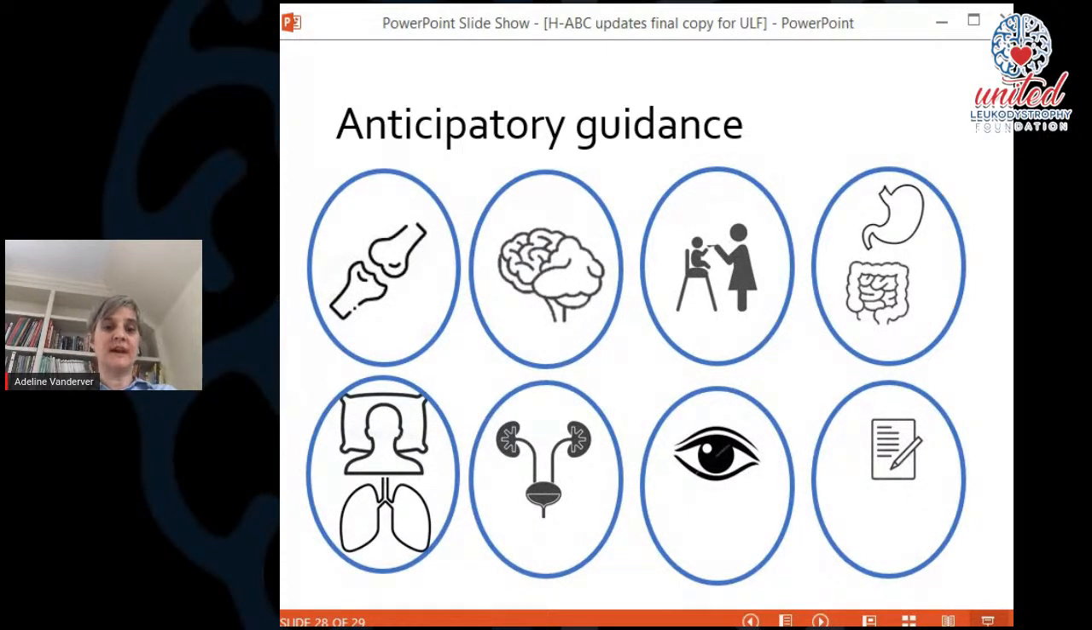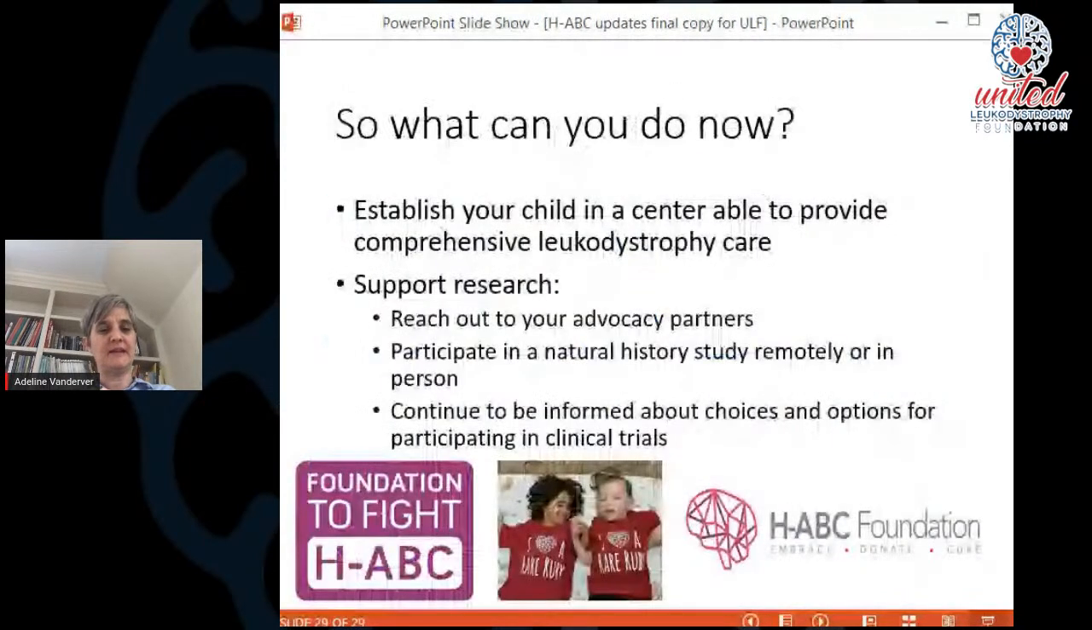So it's important to consider all organ systems. Next slide, please. I might ask you to go backwards. Sorry, back one more slide.